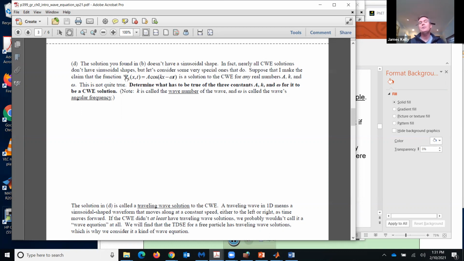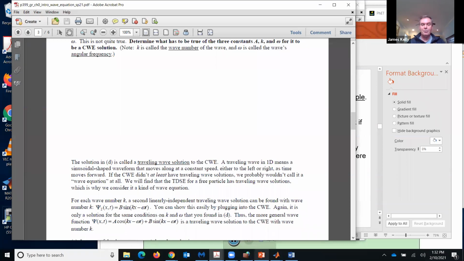Okay, so let's suppose that this function I'm giving you here, a function of x and t, with k a positive constant and omega a positive constant, and a is a constant too, is a solution to the classical wave equation. Suppose I claim that that's true for any constants a, k, and omega. It's actually not quite true. You'll find out if you substitute this into the classical wave equation. This isn't a solution for all values of a, k, and omega. There's some restriction that arises.